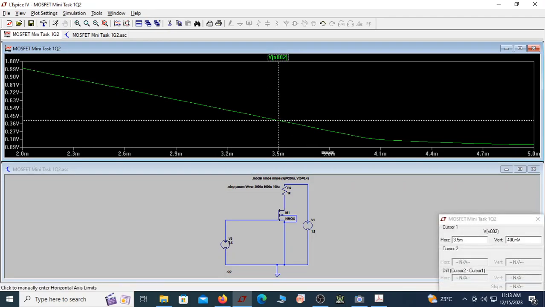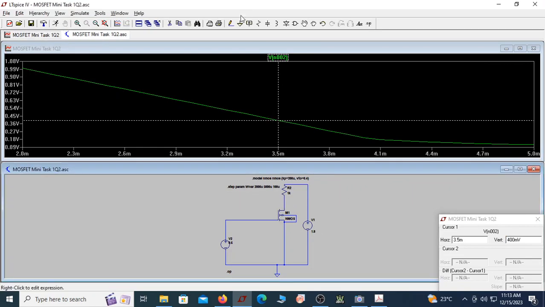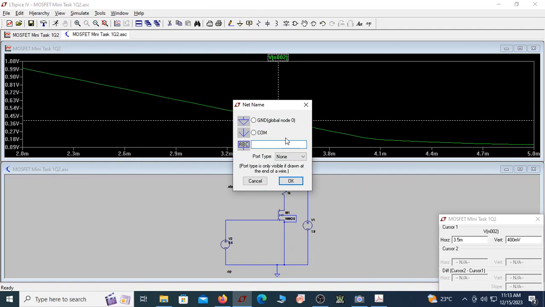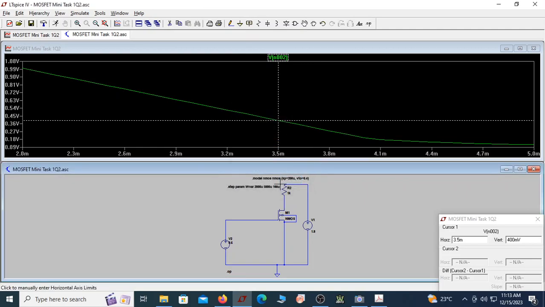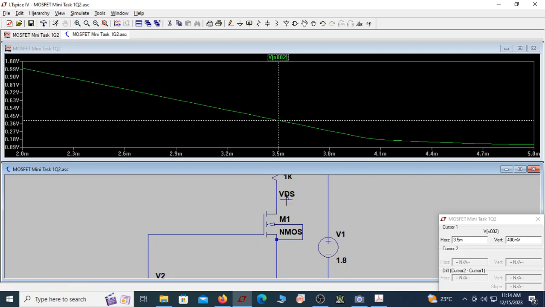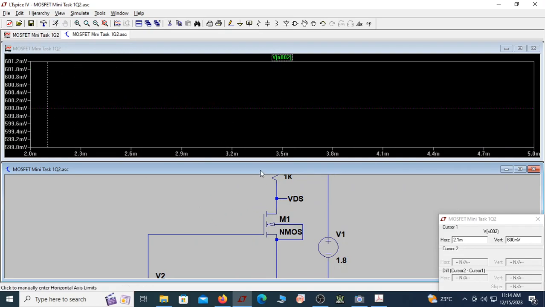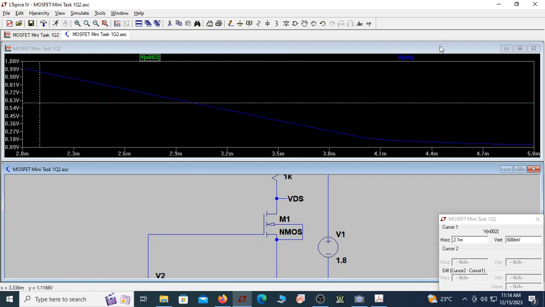Now you look for where this VDS becomes VDS sat, that is 0.2. So have a look at this VDS. Let me name this also as VDS. How do I name it? Go to this, type this as VDS. I will put it here and wire it so that I will know which voltage I am trying to see. Now if I run it, can you see, if I measure this voltage, is it not VDS? I will just delete this.